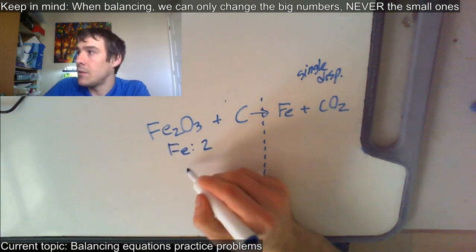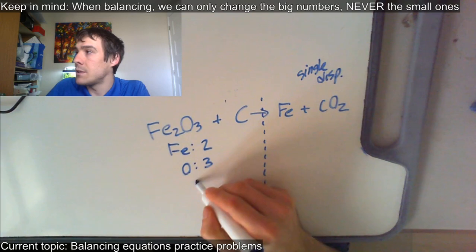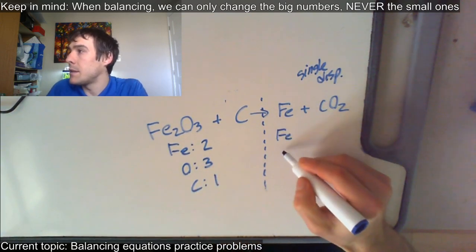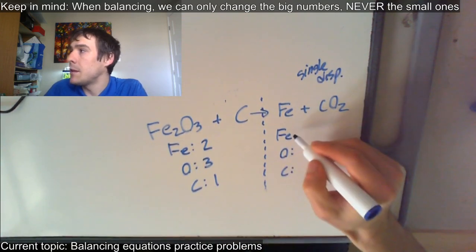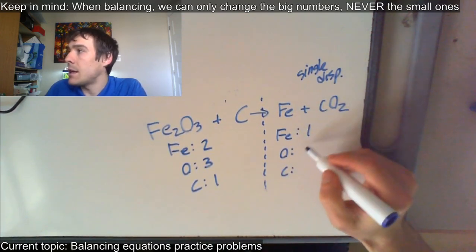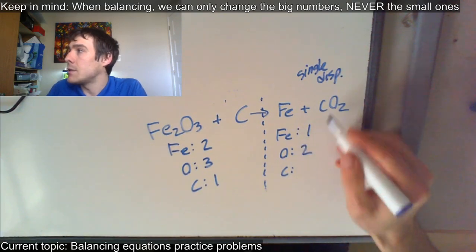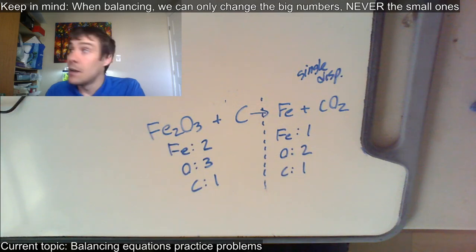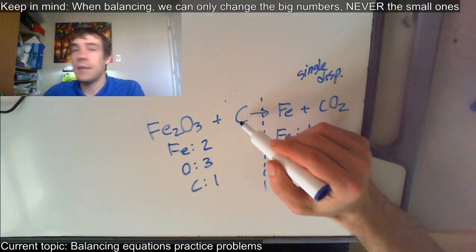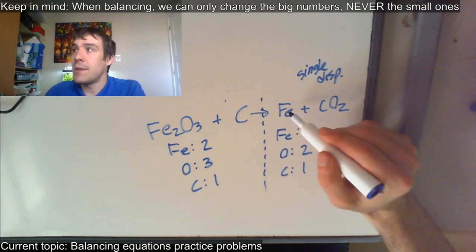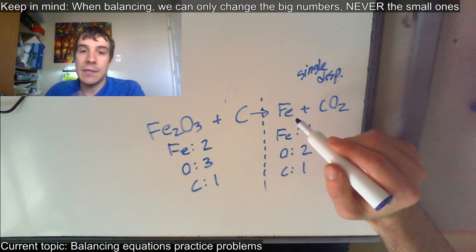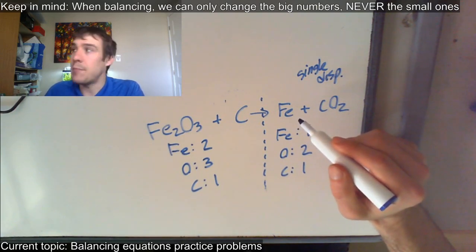We have 2 irons. We have 3 oxygens. We have 1 carbon. Here we'll write the same things, oxygen, carbon. Here we have 1 iron, we have 2 oxygens, and we have still just the 1 carbon. So a few other tricks that we can use here. This carbon's by itself, it's very easy to fix later. This iron is by itself, it's very easy to fix later. So any elements that are by themselves are relatively easy to balance.